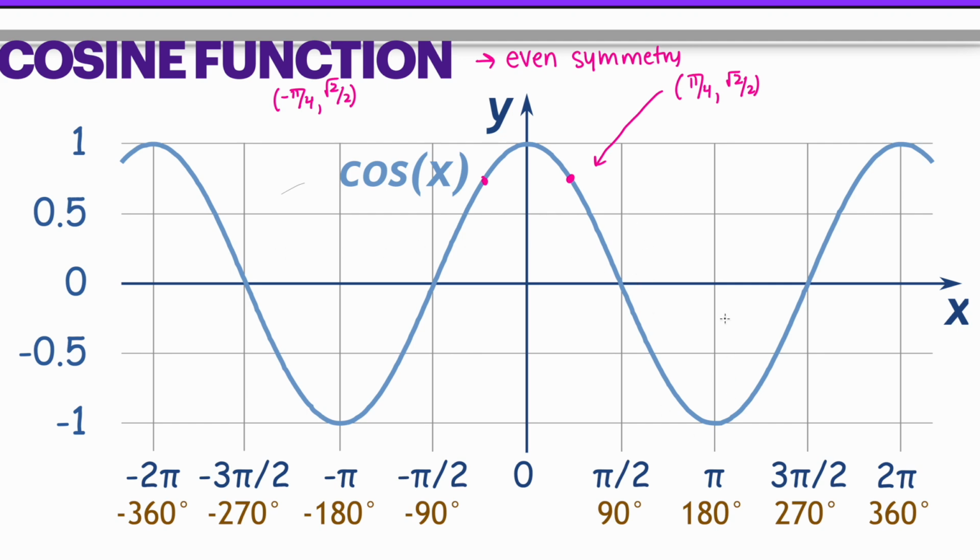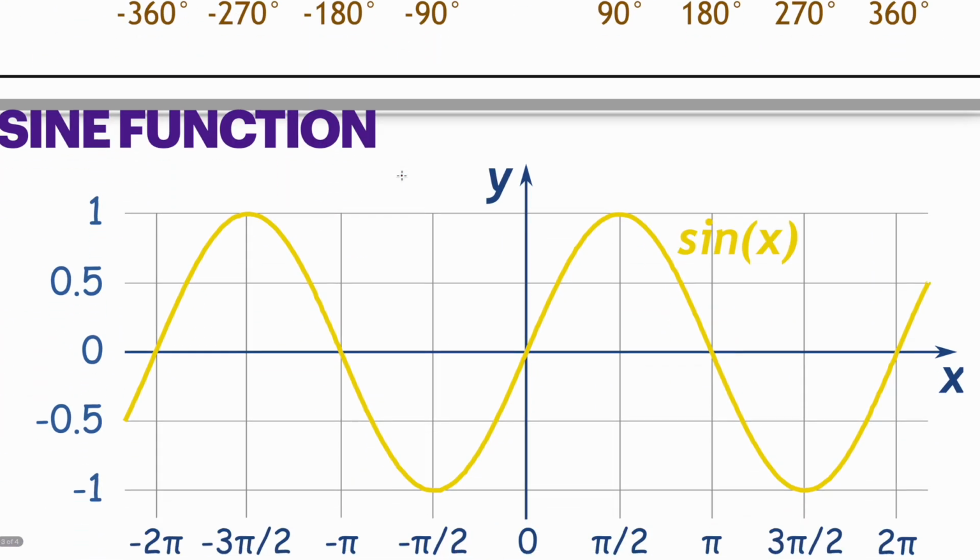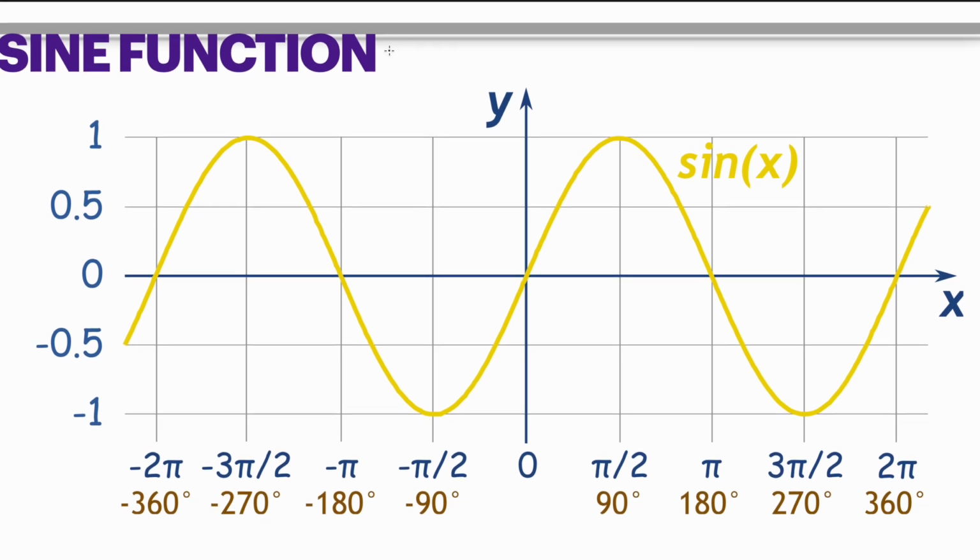Same thing down here. For example, this coordinate point is at pi, so this coordinate point is pi comma negative 1. And if you were to find this coordinate point, this would be negative pi, and it's still negative 1. So the y values are going to be the same on the left-hand side as on the right-hand side. Now the sine function is actually what we would call odd symmetry.